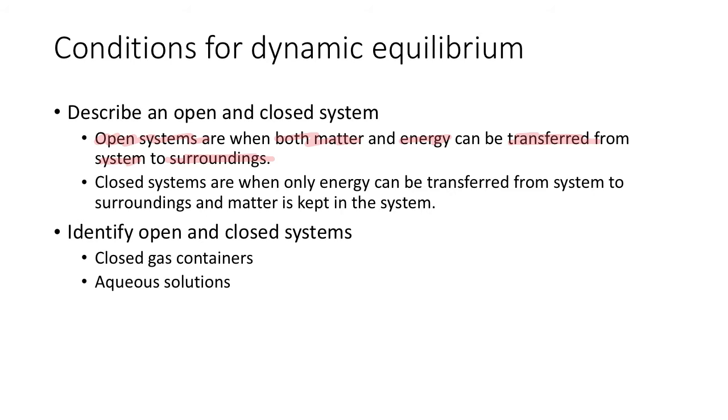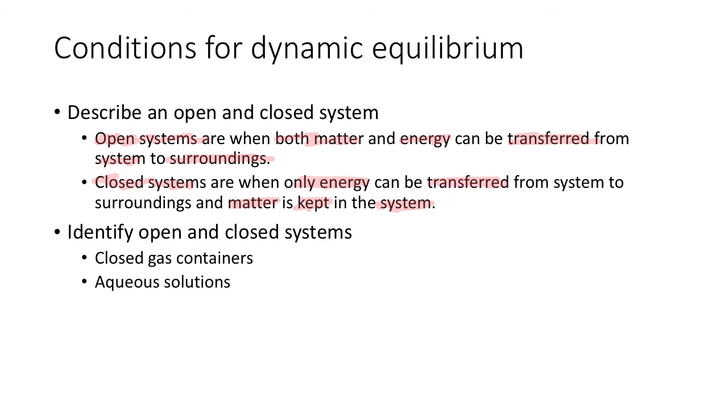So imagine if your reactants turn to products and then your products go away, those products can't turn back into reactants in the same system. So what you want is a closed system where only energy can be transferred and the matter is kept within the system, so it can't run away. So the products that are formed have the opportunity to turn back into reactants because they haven't run away, right?